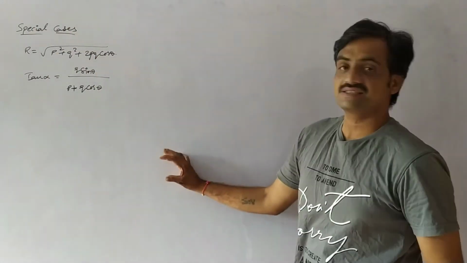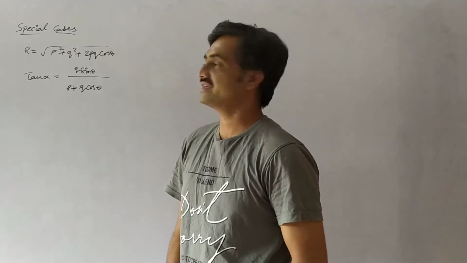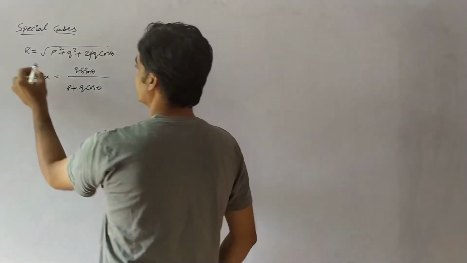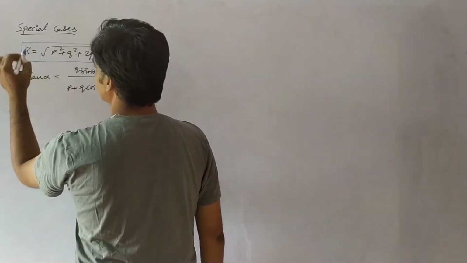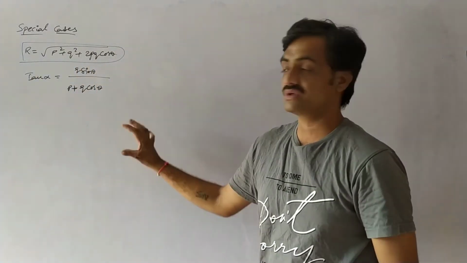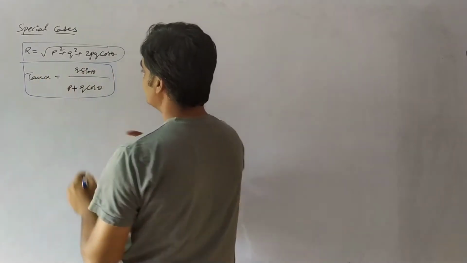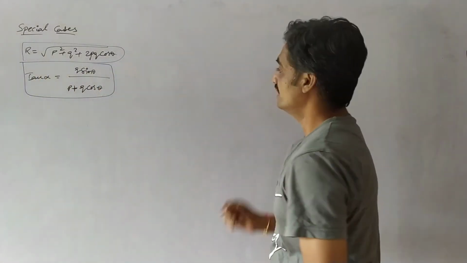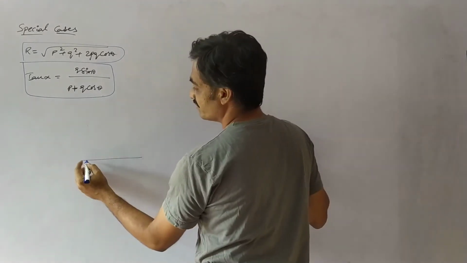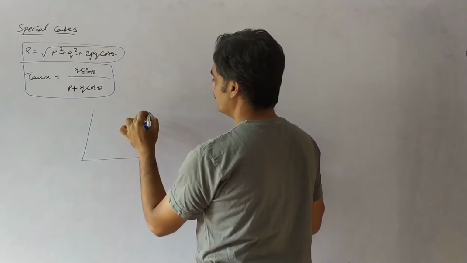Now we are going to discuss special cases based on the parallelogram law of vectors. Here already we had derived that the magnitude of this parallelogram is given as R equals under root of P square plus Q square plus 2PQ cos theta, and the direction is given as tan alpha equals Q sin theta by P plus Q cos theta. Once again, revise the parallelogram diagram. Here observe that the diagram will be like this.